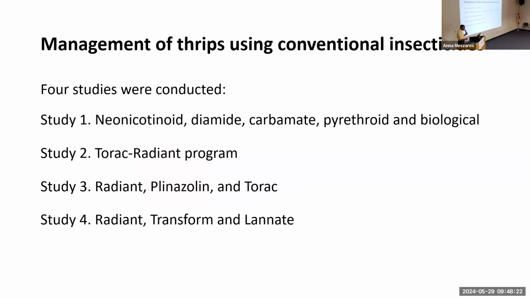Then I'll be talking about management. In management, I used neonicotinoid insecticide, diamide, carbamate, pyrethroid, and biological insecticides. That will be one study. In my second study, I used Torac Radiant program. Third study, I used Radiant, Plinazolin, and Torac comparison. Fourth study, I used Radiant, Transform, and Lanate.